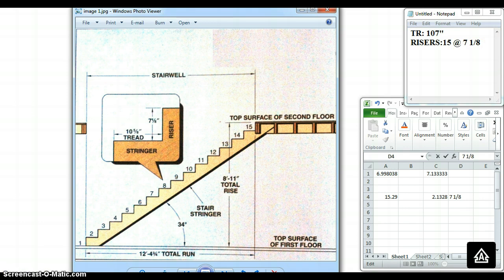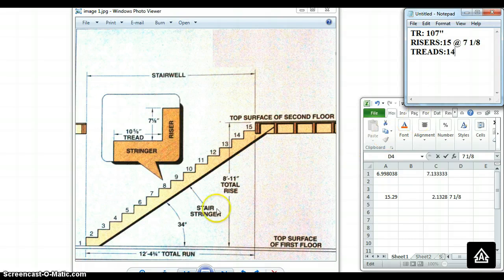Now all that's left to do is calculate the treads. By looking at the image here, we see our 15 risers listed by the numbers going up the stairs. And you can tell by looking at it that a staircase is always going to have one less tread than it has risers. So without having to run any calculations, we know that there are going to be 14 treads. And for this application, our total run, listed at the bottom, was calculated by the opening of the stairwell on the second floor. So we're going to have a total run of 12 foot 4 3/4.